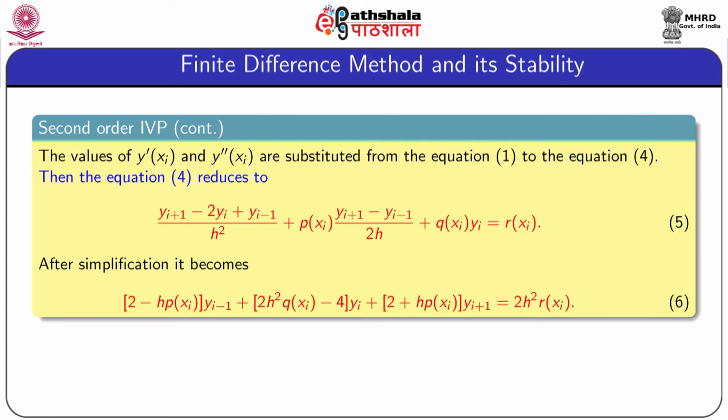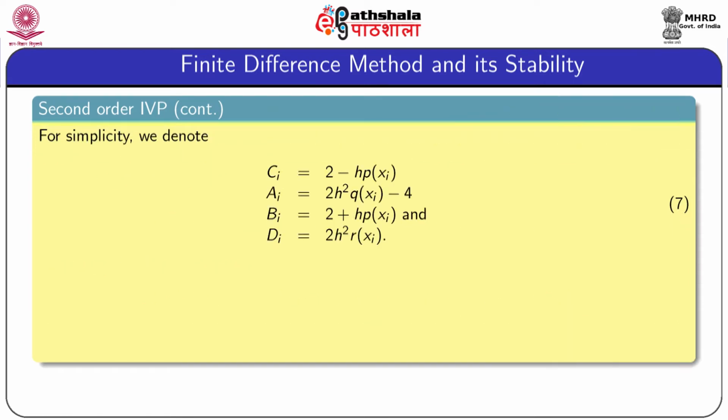After rewriting and simplification of equation 5, we obtain the following equation, that means equation 6. Note that this equation has three major terms, yi-1, yi and yi+1. These are the unknown quantities, and all other terms, that means the coefficients of yi-1 and yi+1 and the right hand side, are known quantities.